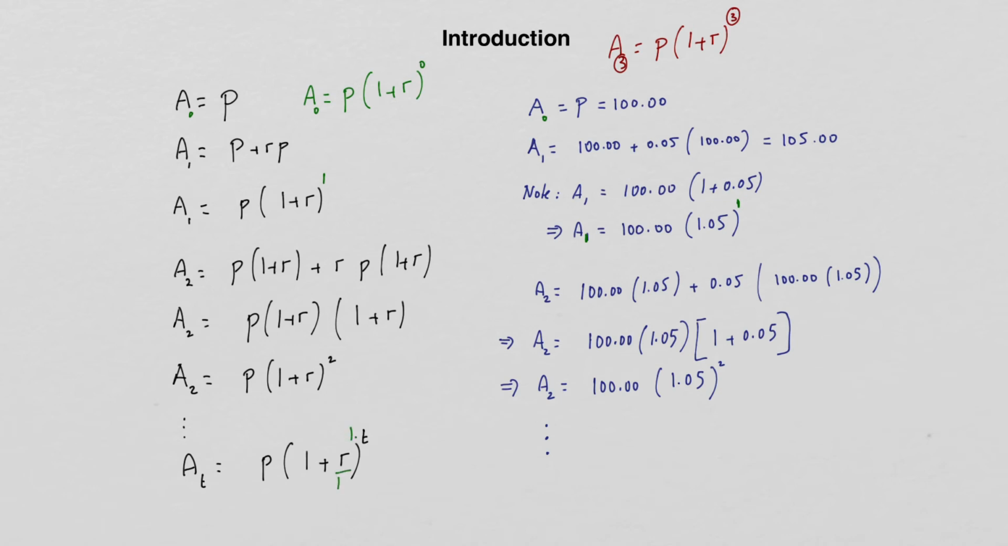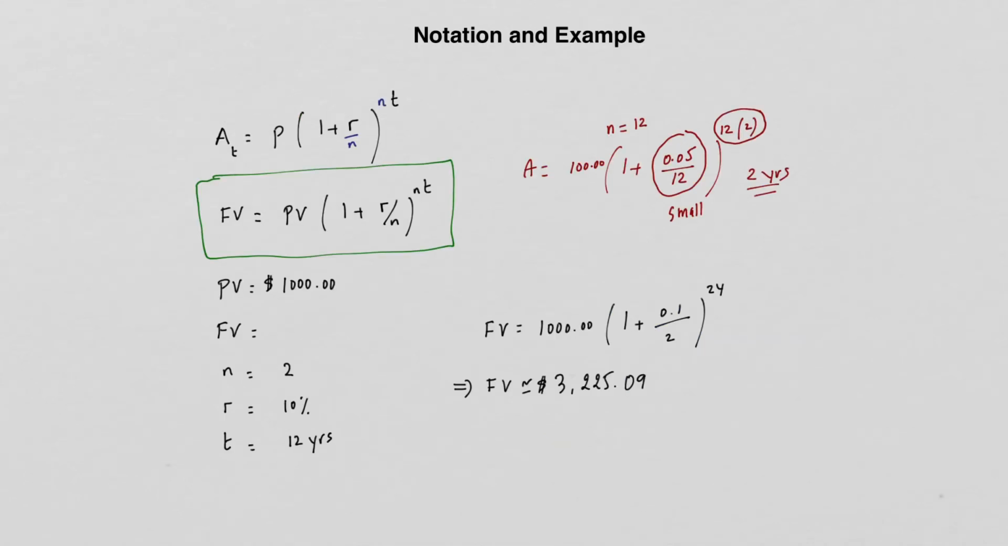Annually, which is silly, we want to compound however we want. So we're going to divide this by n and multiply this by n. So this is the formula.